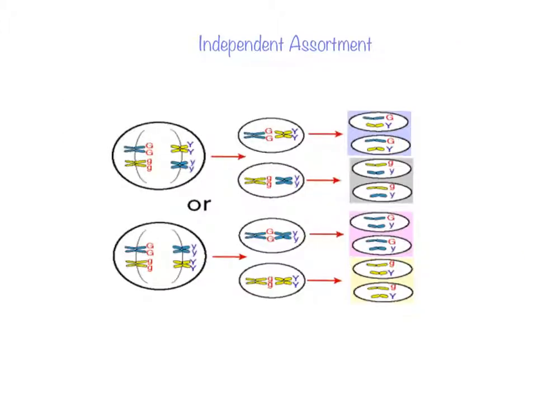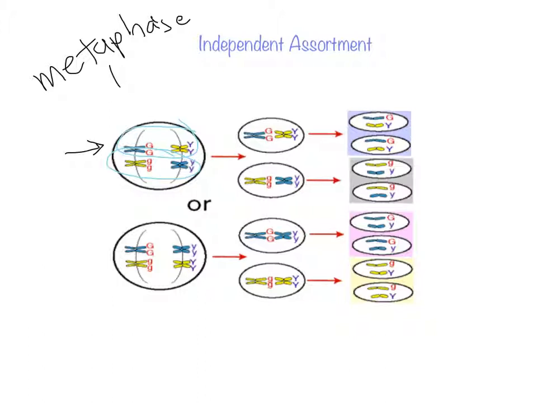Okay, so the last thing we need to look at is independent assortment, which takes place during metaphase 1. Okay, so we can see here in our top image that we have four sets of chromosomes, and we've got big G, little g, big Y, and little y. So as we can see in the first picture, the chromosomes carrying the dominant alleles have lined up on the top, and the chromosomes carrying our recessive alleles have lined up along the bottom.